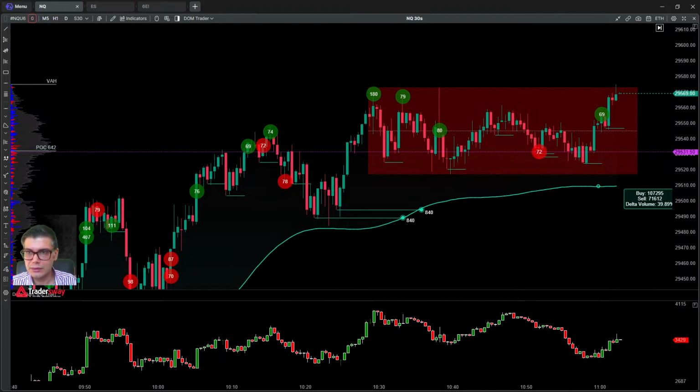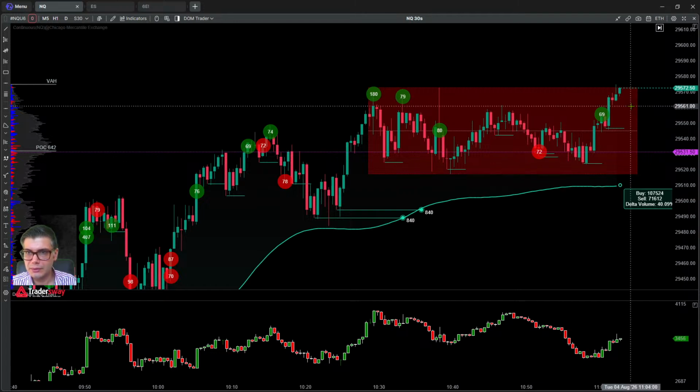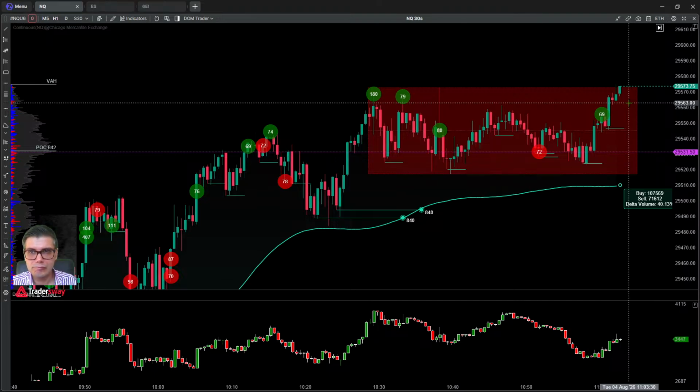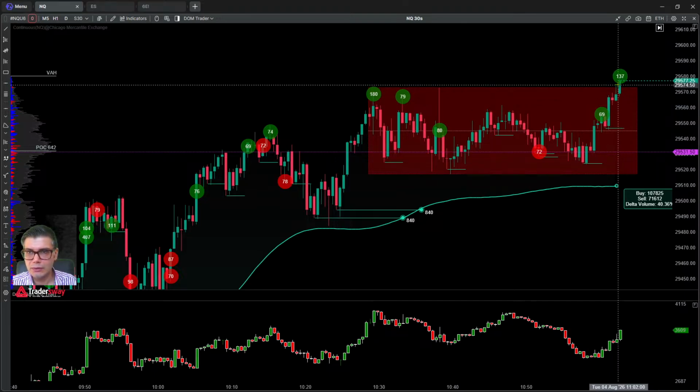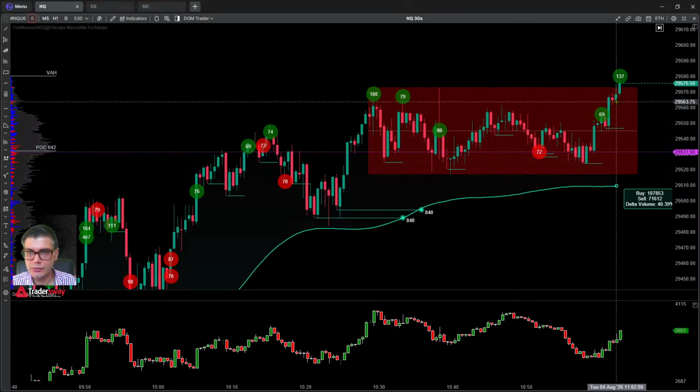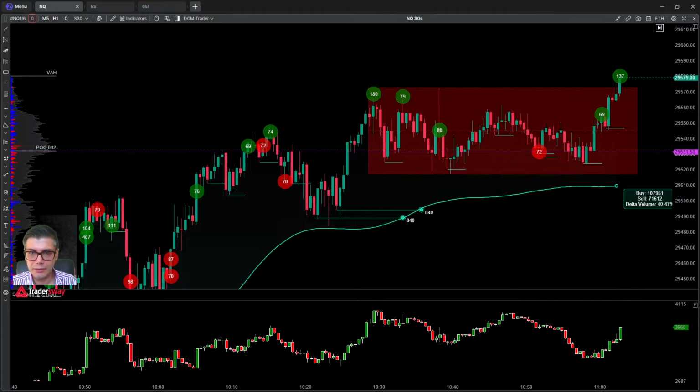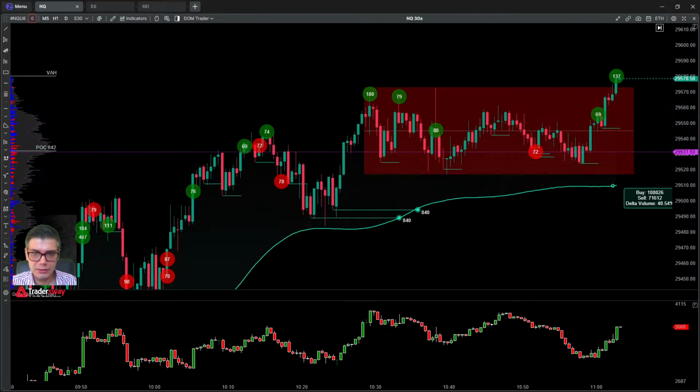I can see if we get it to speed up in here. 137 buy contracts, that could be stop. All right, let's go see if we can manage this trade a little better.